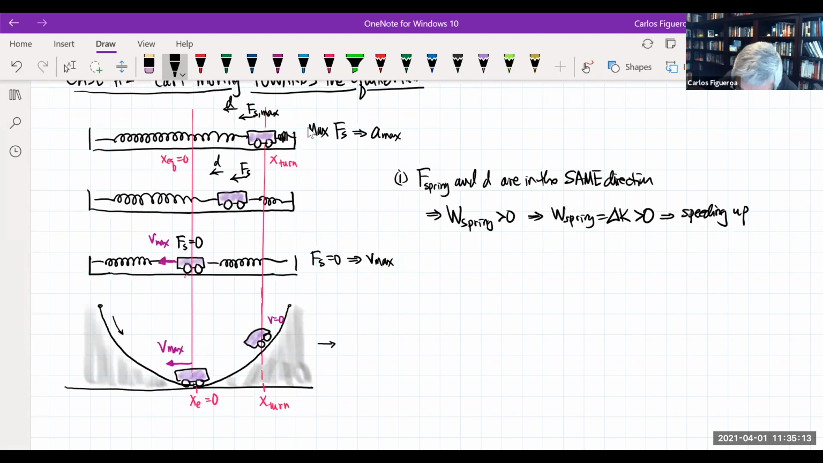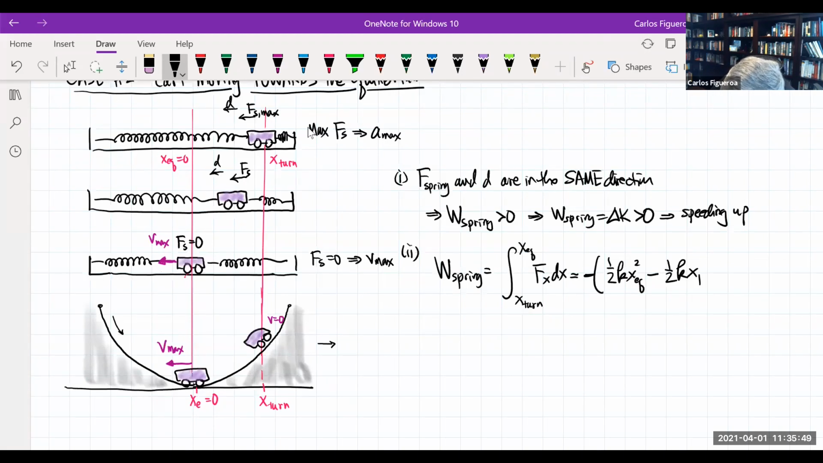If I look at my integral here, it says that the work of the spring is different this time. I don't have a negative. I'm going from x turn to x equilibrium, and I'm still getting this. So this has to be positive. And you're going to see that I get the exact same expression as before, but now the equilibrium and the turn expressions are reversed here.